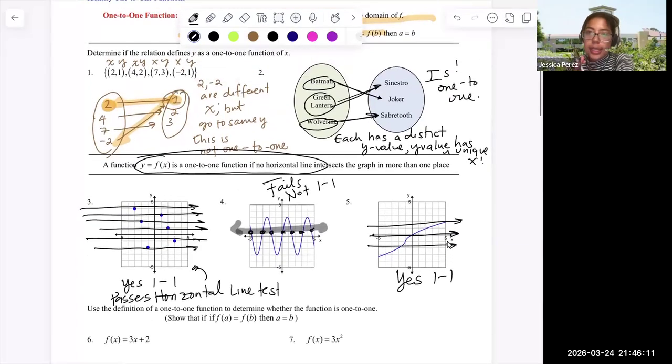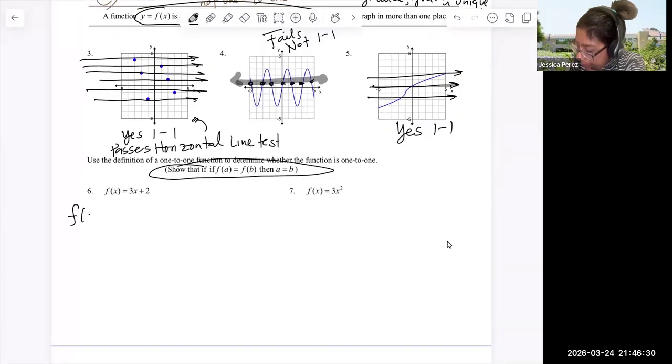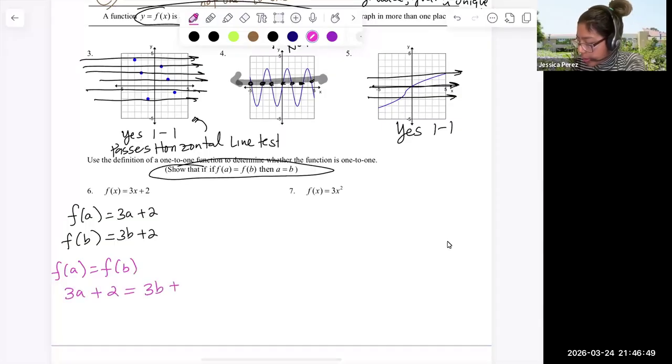So we saw it as a relationship and we saw it as a graph. What if I have it as a type of function? Use the definition of a one-to-one function to determine whether the function is one-to-one. We want to show that if f of a is equal to f of b, then a is equal to b. So f of a is 3a plus 2, and f of b is 3b plus 2. We set them equal to each other, so 3a plus 2 is equal to 3b plus 2.